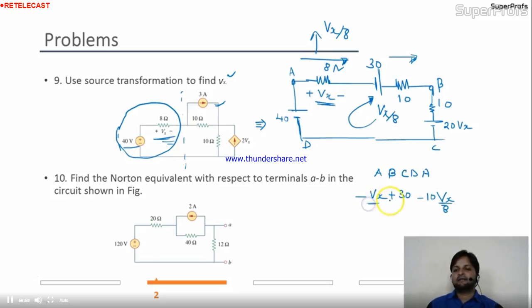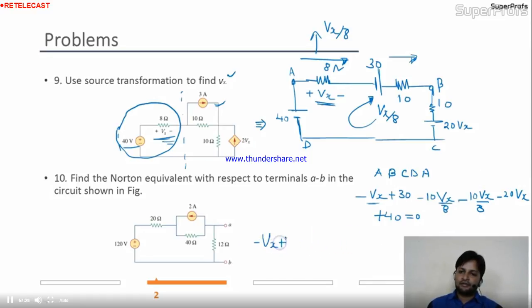So I'm directly taking it, but here I'm having a 10 ohm resistor and I'm having the current in the circuit. So 10 into current is nothing but the voltage. Come here again, minus 10 Vx by 8, plus minus 20 Vx. Okay, fine. Come over here, plus 40 here I'm getting, equal to 0. Okay, so we'll solve this.